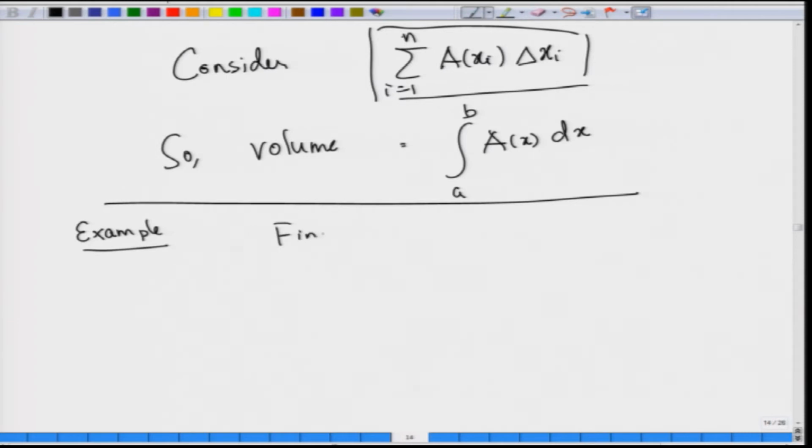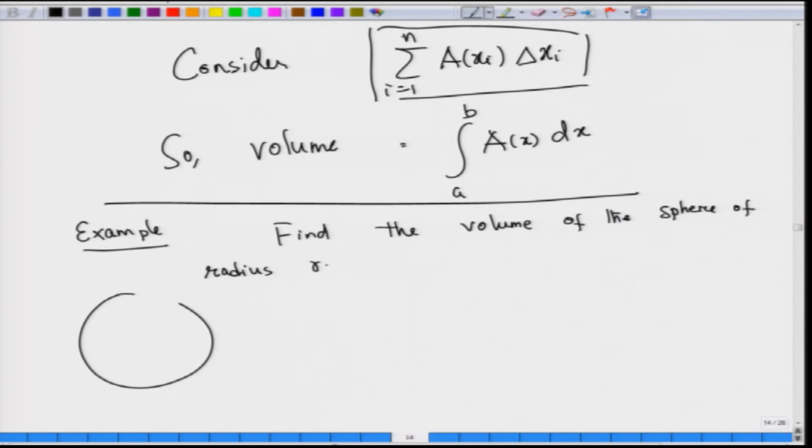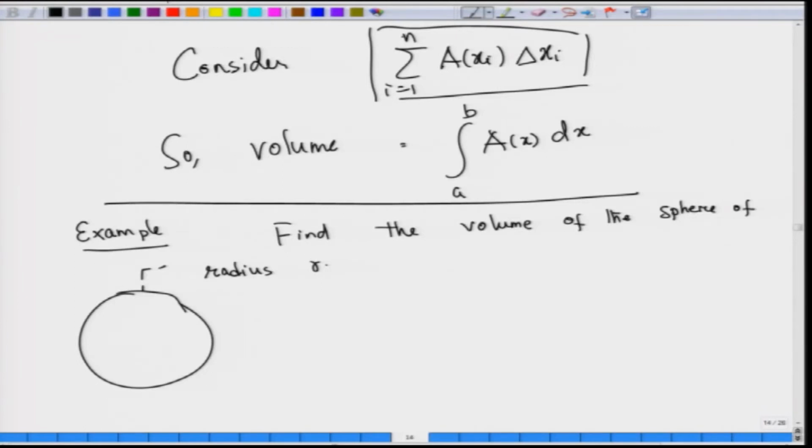Find the volume of the sphere of radius r. So, now you have a sphere of radius r. If we are slicing it, if we pass a plane through it and cut it, what are we going to get?